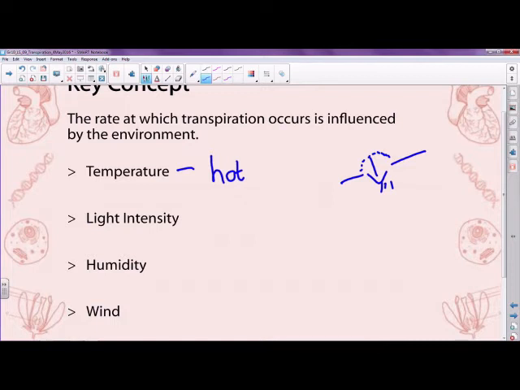Another thing that will have an effect is light intensity. What do we mean by that? What happens when there's light? The stomata open. When the stomata open, we have a nice high versus low concentration, and transpiration is going to increase. So the brighter the light, the more transpiration, the greater the speed.